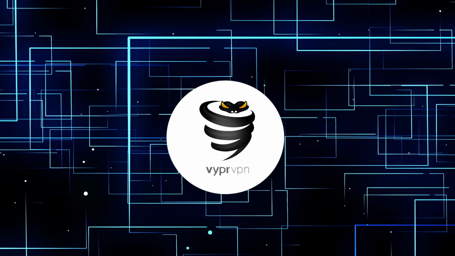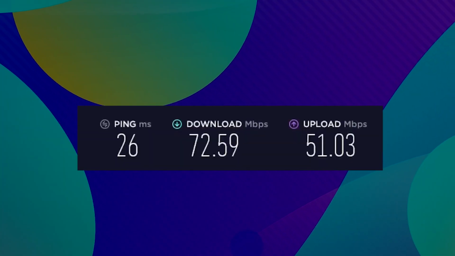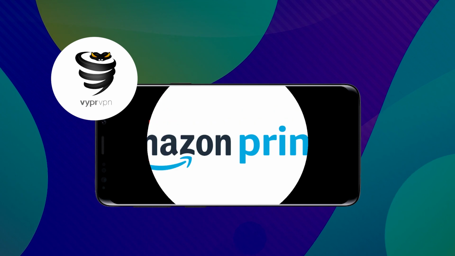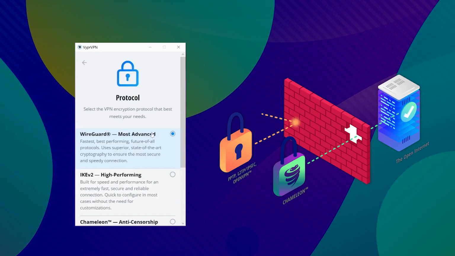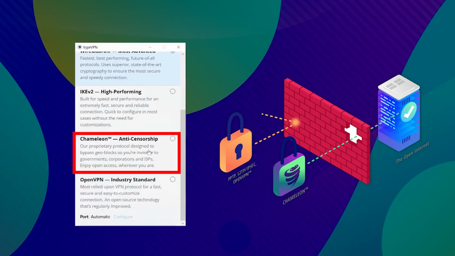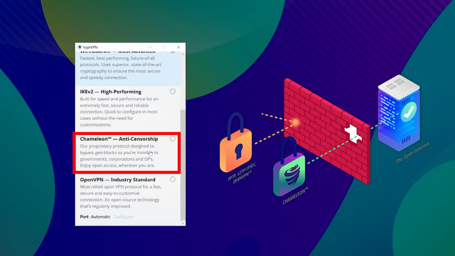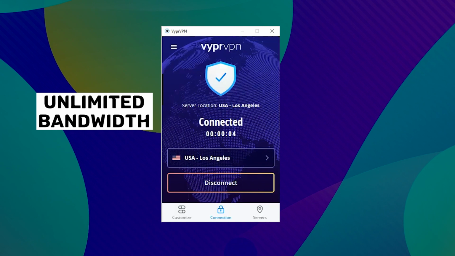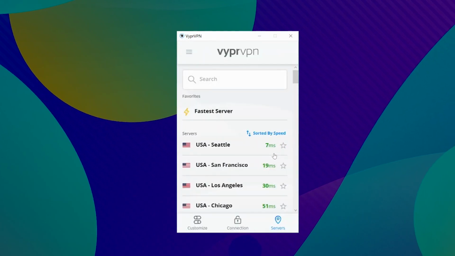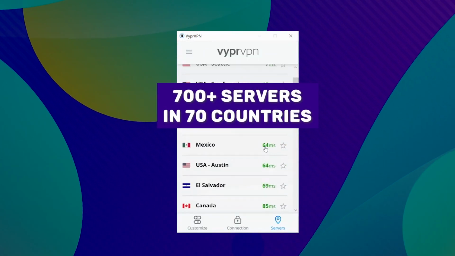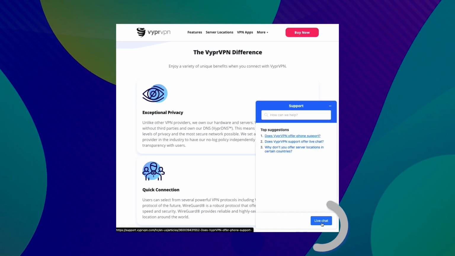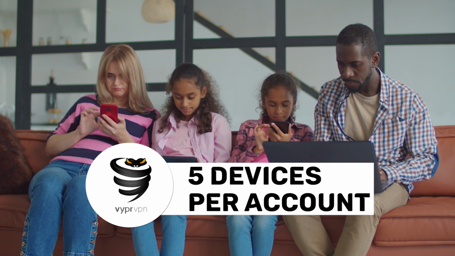VyprVPN is also a bit slower than NordVPN and Surfshark, but it's fast enough to stream Twitch in high quality, and it unblocks this platform and lots of others with ease. In fact, it has a proprietary tunneling protocol that's designed to get around internet restrictions called Chameleon. Connections are generally stable and bandwidth is unlimited. The server fleet is comparatively small, but there are many locations to pick from. Customer support includes a helpful 24/7 live chat, and you can connect up to 5 devices per account.